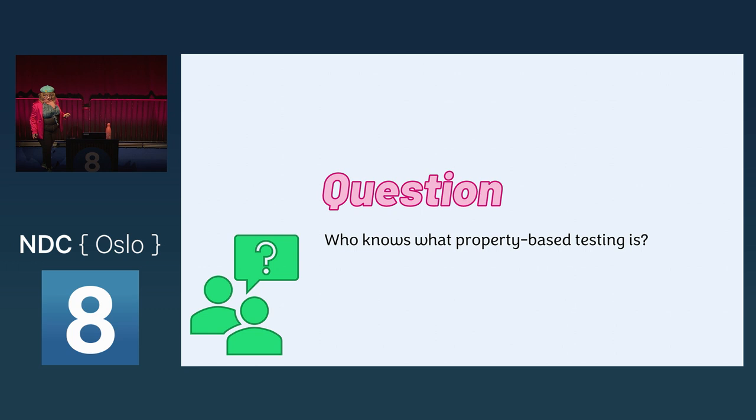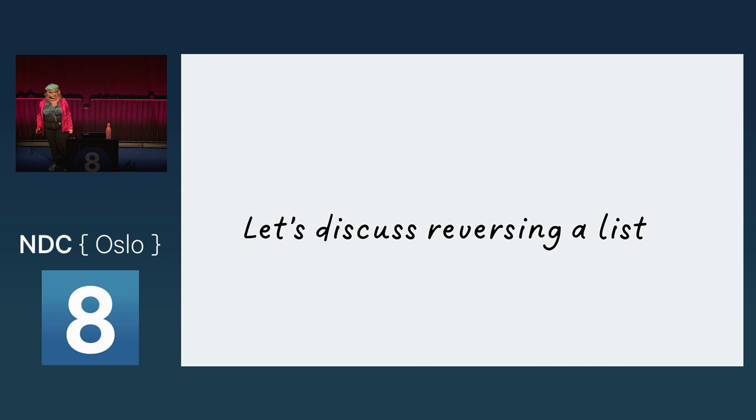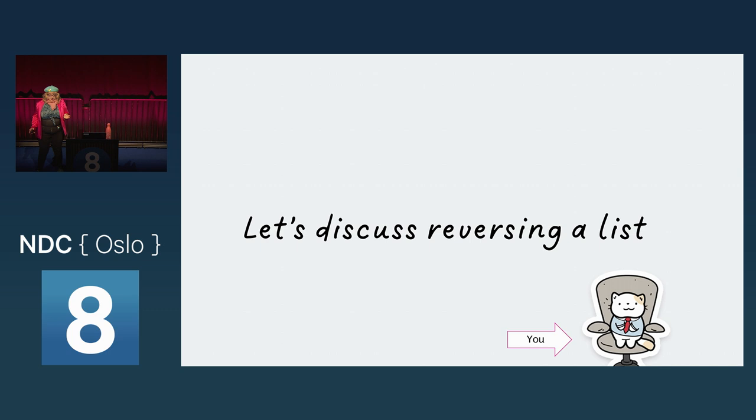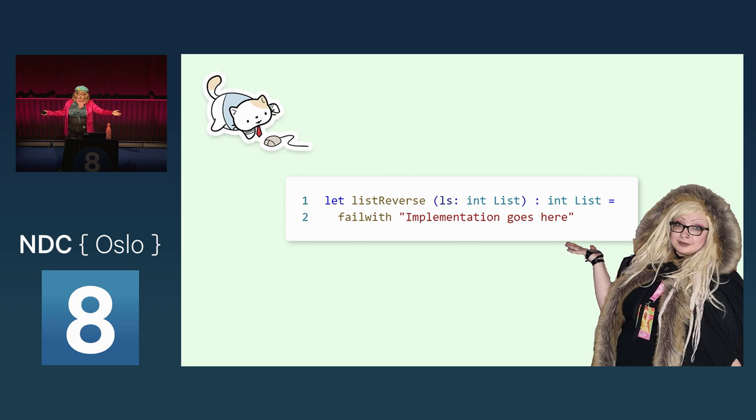Let's talk about reversing a list. Let's pretend you're a junior. This is you. You're a cat for some reason. Don't ask me. We're going to use F#, functional programming, test-driven development, all good stuff. So I'm going to say, here is your function signature. Who here actually knows F#? A couple of hands, fantastic.